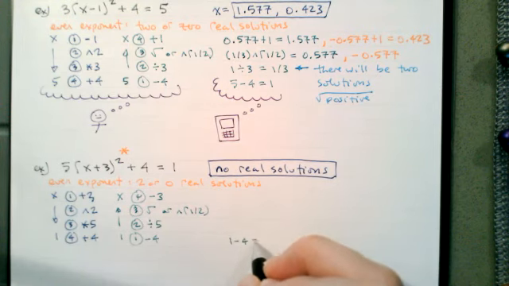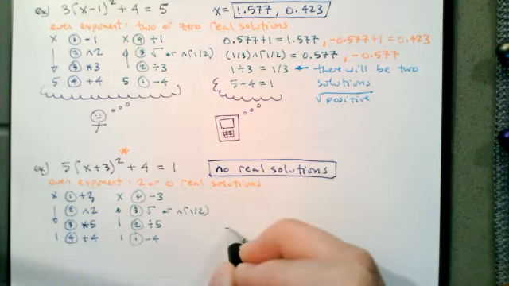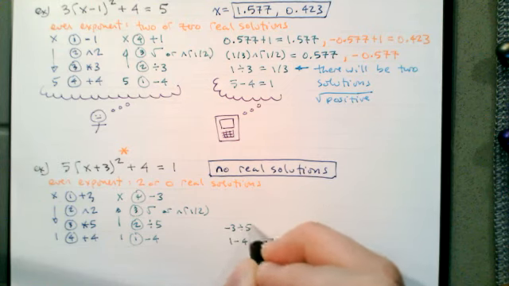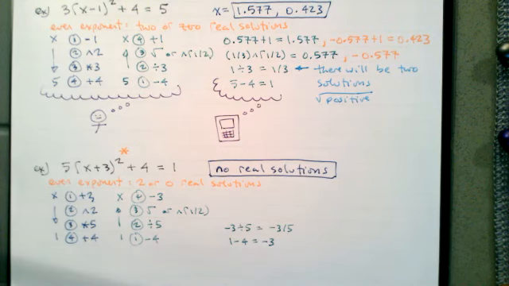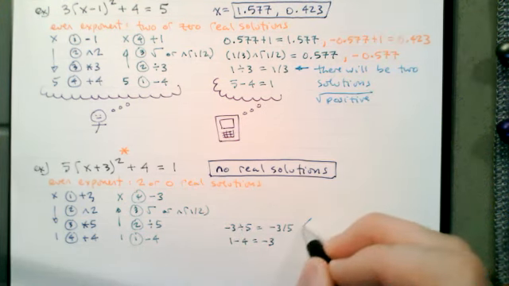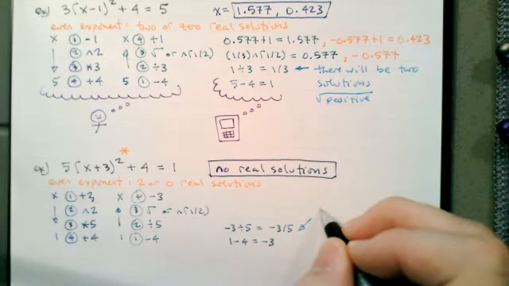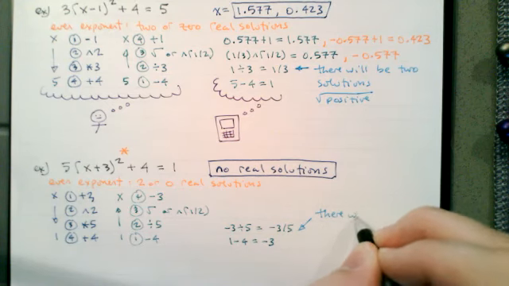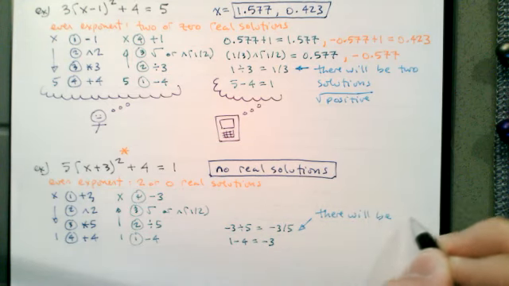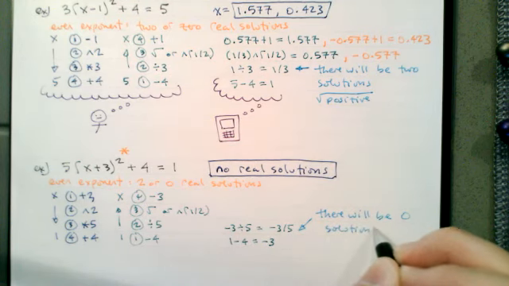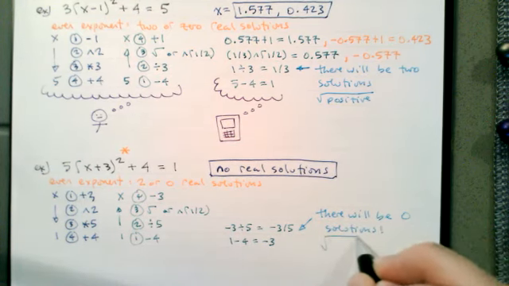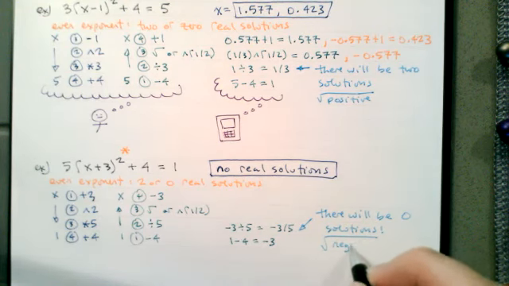1 minus 4 is -3. -3 divided by 5 is -3/5. And now we know we're done. The next thing is a square root, and so now we can see there will be 0 solutions, because we're doing a square root of a negative number.